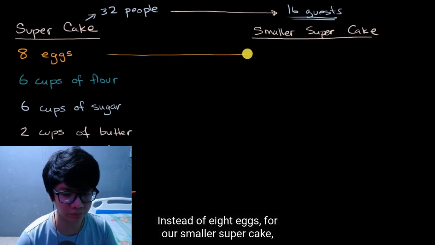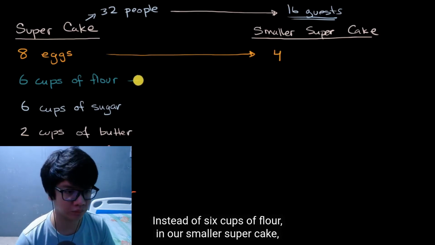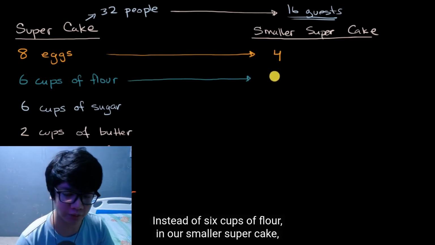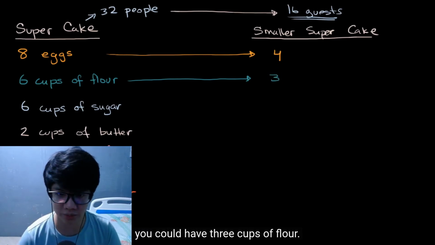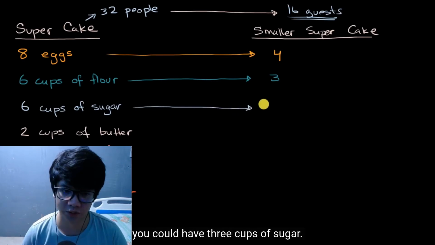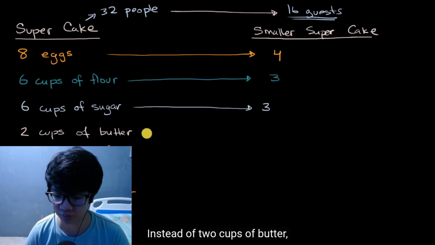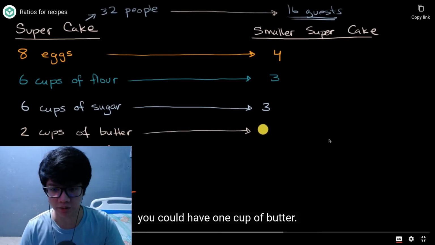Instead of 8 eggs for our smaller super cake, you could have 4 eggs. Instead of 6 cups of flour, you could have 3 cups of flour. Instead of 6 cups of sugar, you could have 3 cups of sugar. I'm just taking half of each of these numbers. Instead of 2 cups of butter, you could have 1.